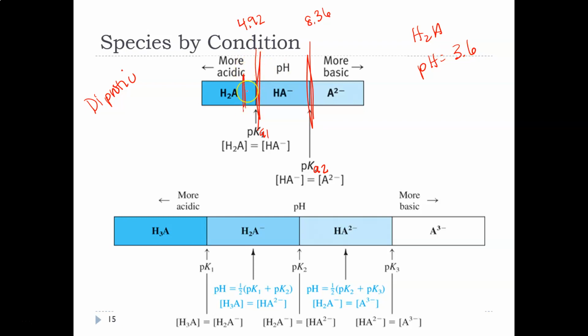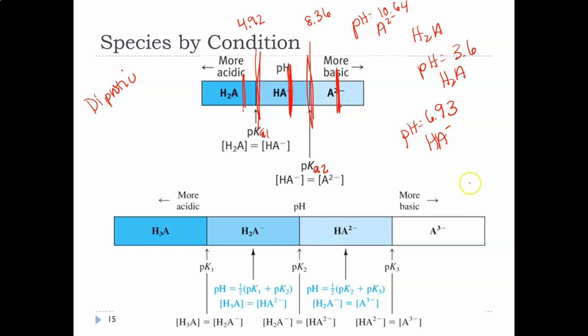So 3.6 is right here on the scale, right? It's more acidic than 4.92. So that means at a pH of 3.6, there's the most of H2A. That's the chemical there's the most of. At a pH of 6.93, along our number scale that falls here-ish, right? It's greater than 4.92 and less than 8.36. So at that pH, the one there's the most of is the intermediate form. If the pH was 10.64, that falls over here. So there's the most of A2-.